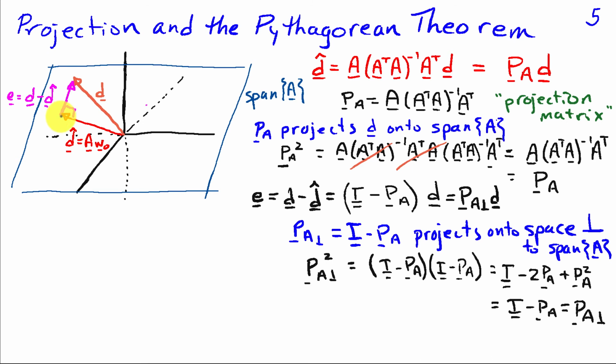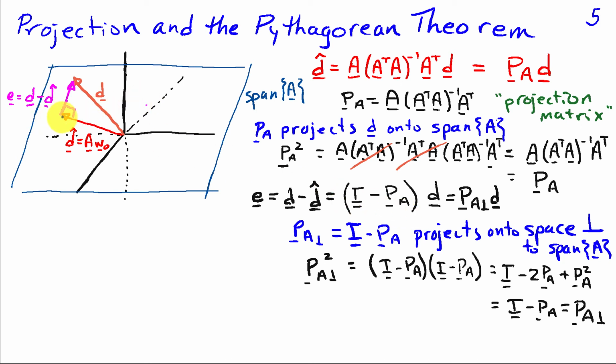Now the error is orthogonal to the space spanned by the columns of A, and we can write that as d minus d hat, the vector in pink here. And so if I take d and subtract d hat, we wrote d hat as P sub A times d. Therefore, e is I minus P sub A times d. And we'll call this a projection P sub A perp, which is short for perpendicular. This ends up being a projection onto the space orthogonal to that spanned by A.